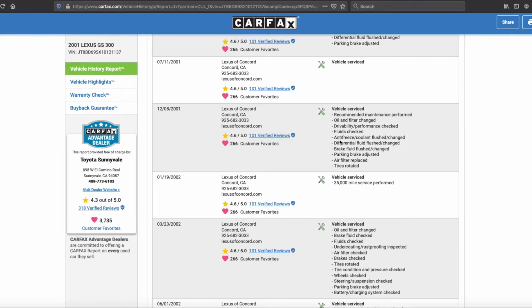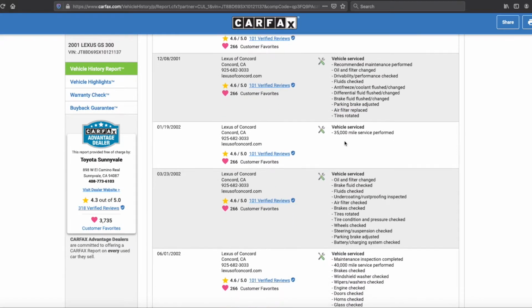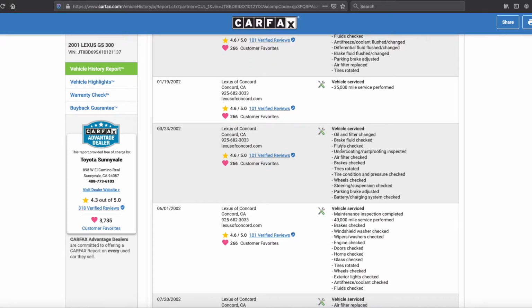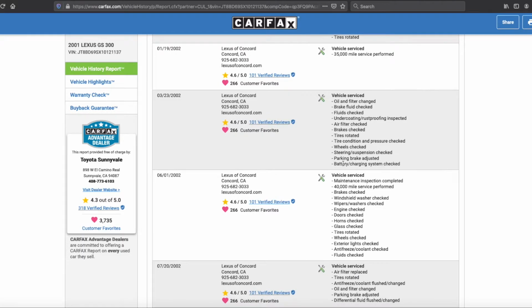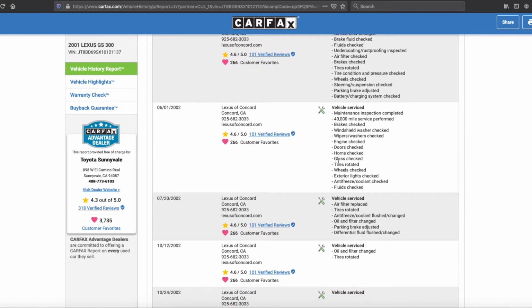And you can see this over here. Parking brake adjusted, air filter replaced. Some of this oil filter work you actually could do yourself. You don't have to hire somebody to do it. I have videos on that. Also, you got brake fluid checked and all those things. I guess they went through the package deal. Parking brake adjusted again. But they also did, over here, the 40,000 mile service.